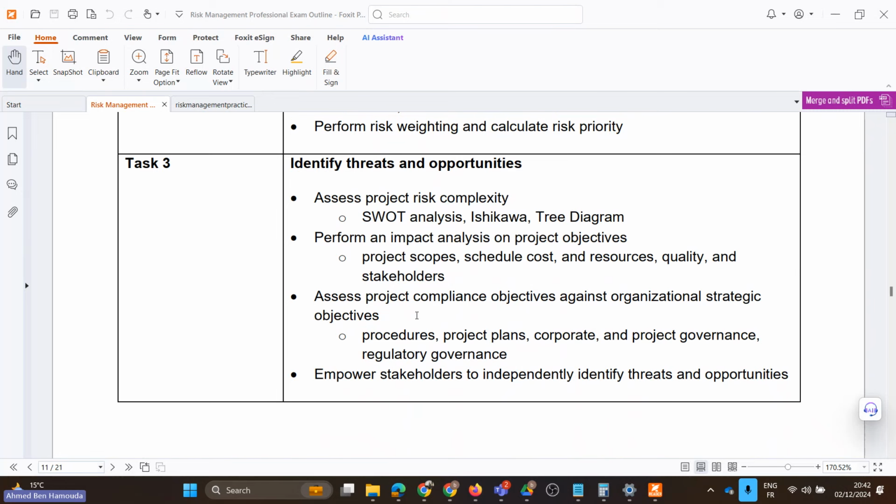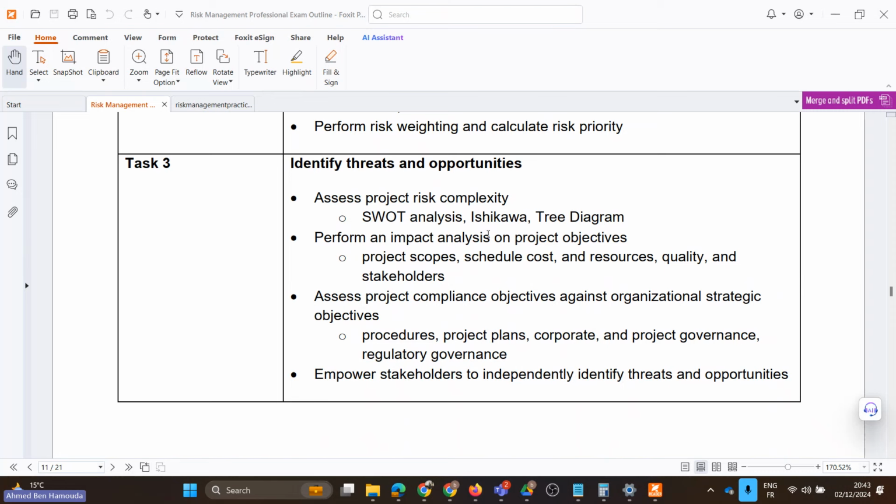Then task 3 is about identifying the threats and the opportunities. And you will notice in the full RMP course that identifying the risks and assessing the complexity of the risks in the project can come from SWOT, from Ishikawa as well. Even though Ishikawa is a root cause analysis tool, it still can help with determining potential risks, not just from lessons learned, but generally as a tool. The tree diagram as well, okay, for determining risk complexity.